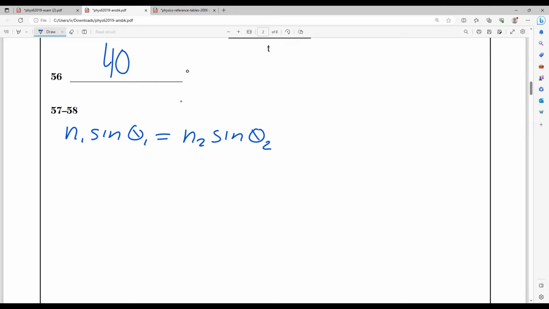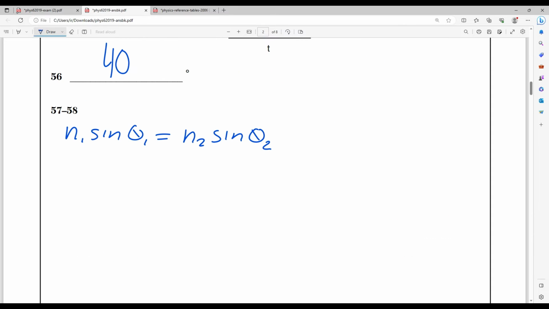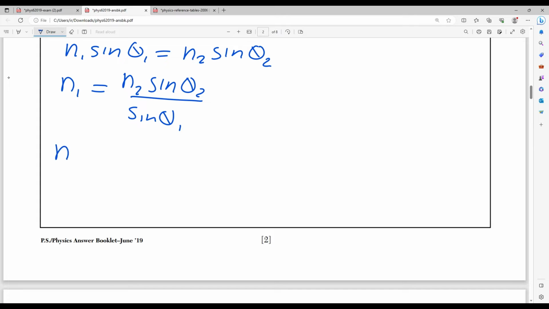So if I'm trying to solve for n1, which is our first medium, or medium X, I'm just going to rewrite this formula in terms of n1. All I have to do is divide by sine theta 1. I'm going to be left with n1 is equal to n2 sine theta 2 divided by sine theta 1. And all I have to do now is literally just substitution with units and then solve.